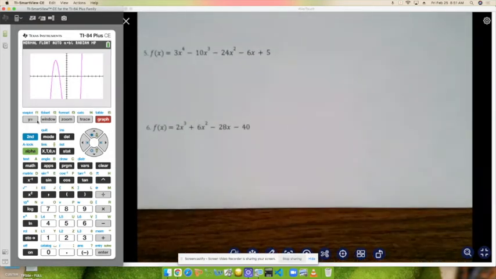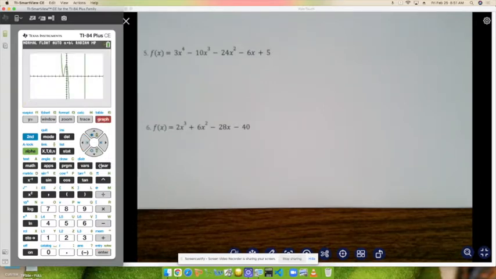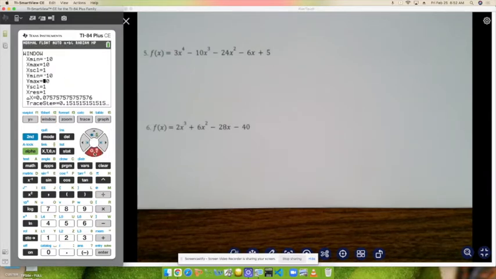Number 5. This one is a quartic equation, so there's 4 numbers defined here. Something special is happening at one of those solutions. Do you see how the graph doesn't cross through? Oh, actually, hold on, let me zoom in a little bit so you can see what's going on.